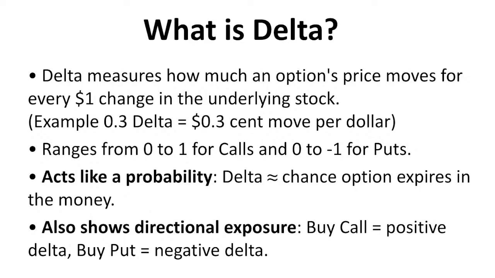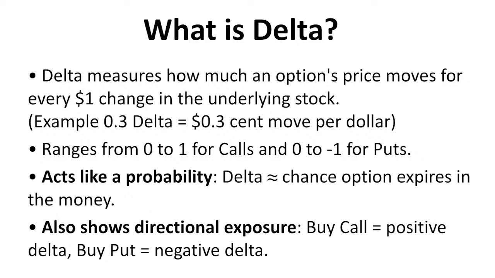The range for the call delta can be 0 to 1. And for puts it will be on the negative side, from 0 to -1, because negative means going down. I'm betting on the downward movement. For positive it will be the opposite, which is the upside movement.